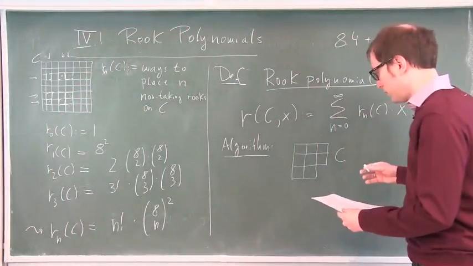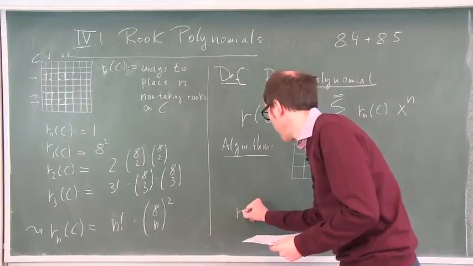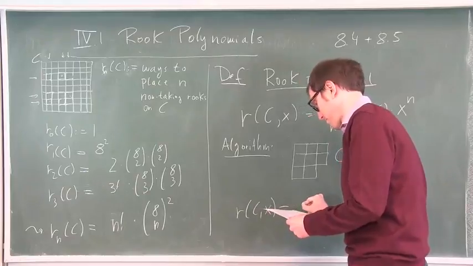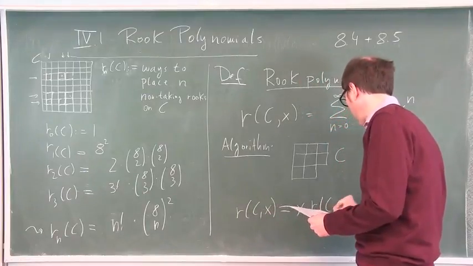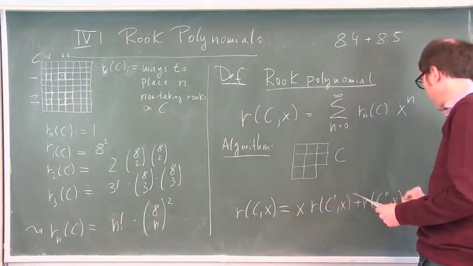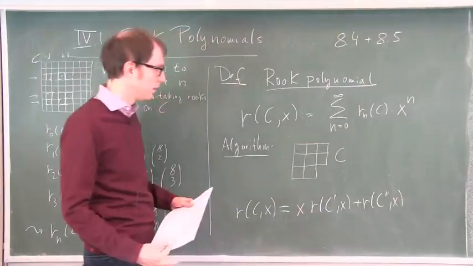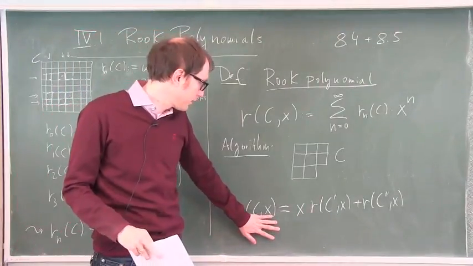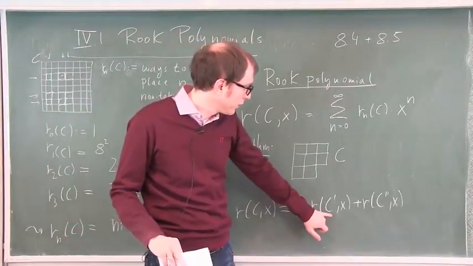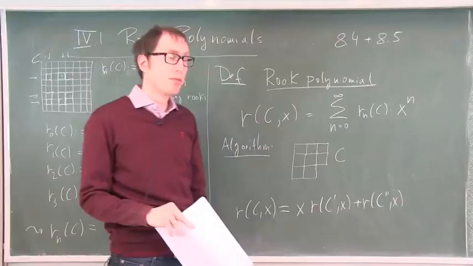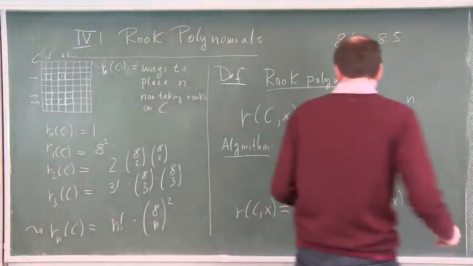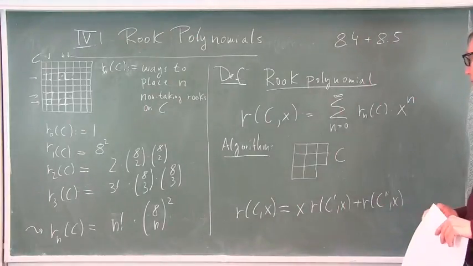And here's the rule for how you can break this into a smaller problem. R(c, x), the Rook polynomial of this board, can be computed from a Rook polynomial of a board C prime and a board C double prime in a very easy way. And you find this formula. It's not hard at all, nicely explained in the book. But at least I want to tell you what C prime and C double prime are.